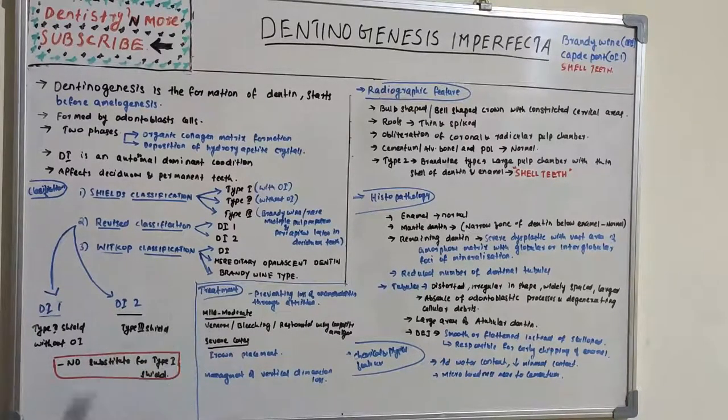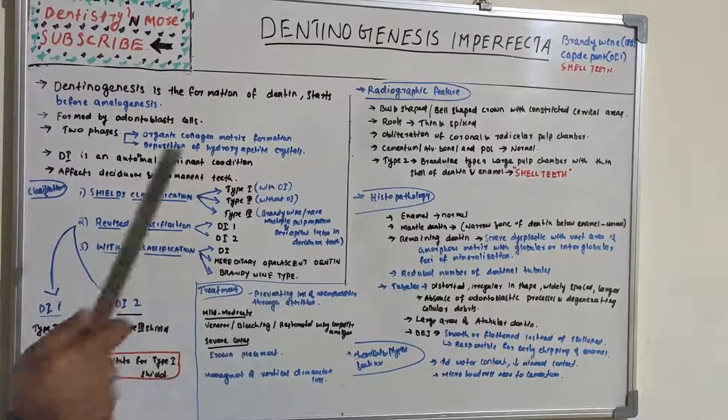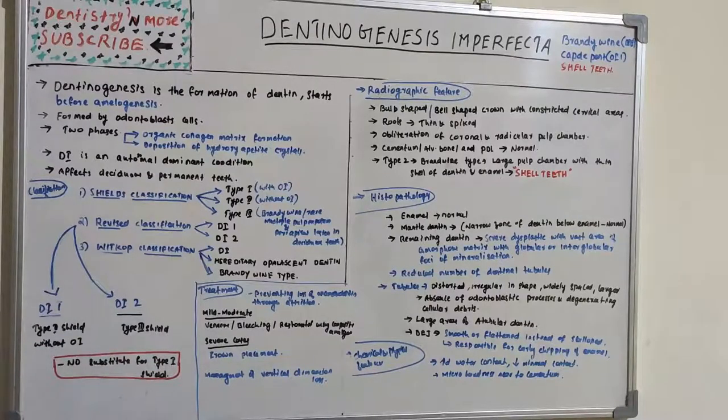While moving on to the treatment part, the main goal is to prevent the loss of enamel and dentine through attrition. In mild to moderate cases, we can go for veneering, bleaching, restorative procedures like composites and amalgam in posterior and composites in anterior teeth. In severe cases, mostly we should do prosthesis, that is crown placement, and always we should give importance to maintaining the vertical dimension, because the vertical dimension will be lost because of the attrition. So that's all about dentinogenesis imperfecta.